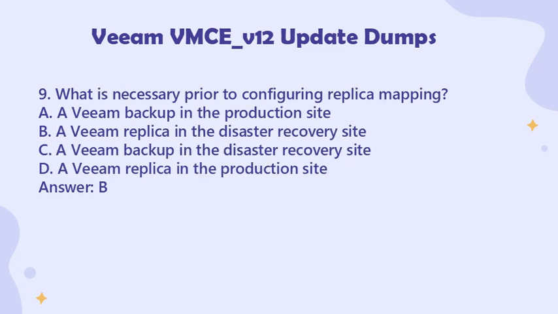9. What is necessary prior to configuring replica mapping? A. A Veeam backup in the production site. B. A Veeam replica in the disaster recovery site. C. A Veeam backup in the disaster recovery site. D. A Veeam replica in the production site. Answer: B.